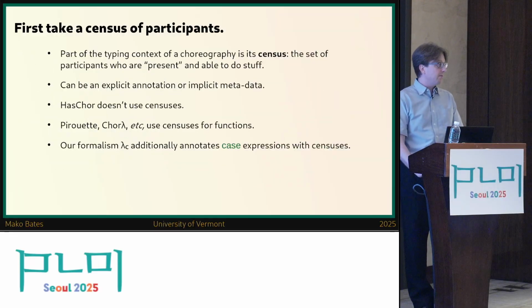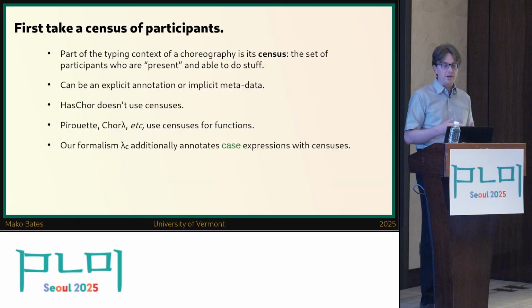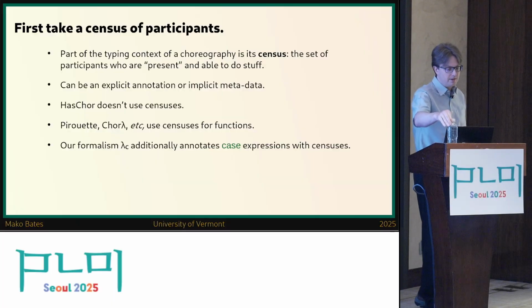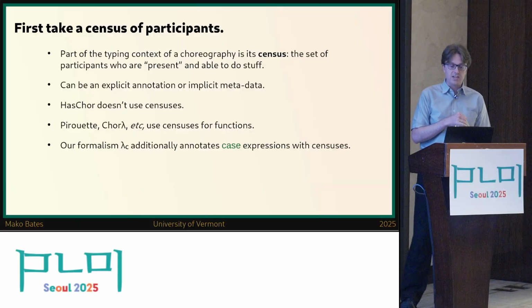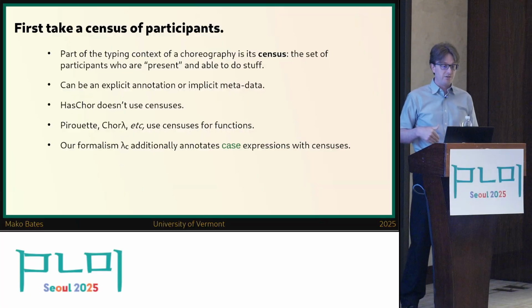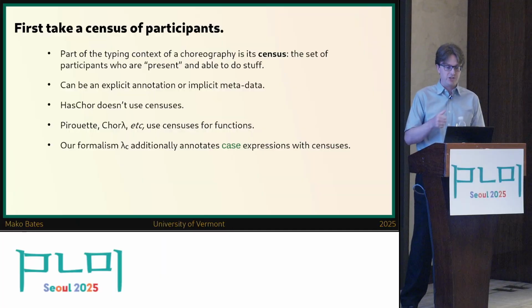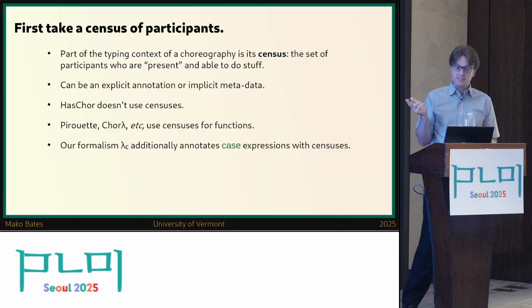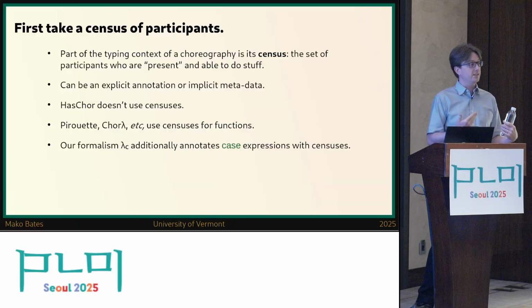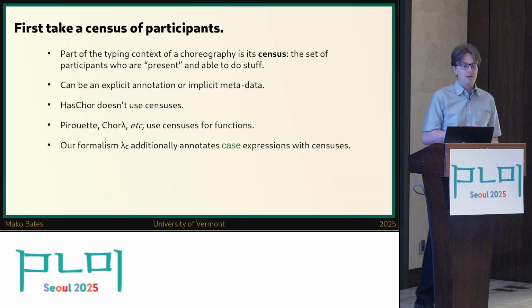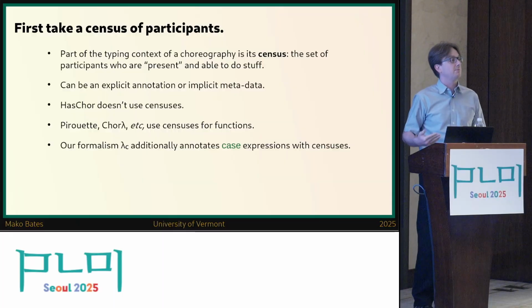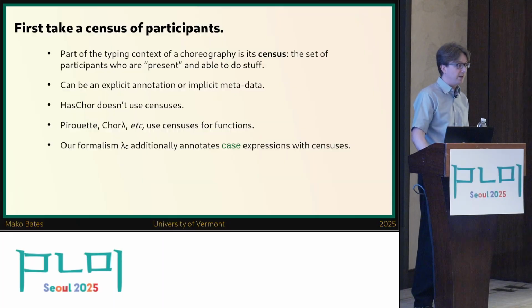The first step towards improving on this is to take a census of the participants. So the census is what we're calling the list of parties who are present to participate in a choreography or in some part of a choreography. Some prior works have had these as part of their type system and use them to manage function declaration and function application. Our formalism, lambda C, also annotates case expressions with their own censuses because it's using the census as part of the knowledge of choice management strategy.